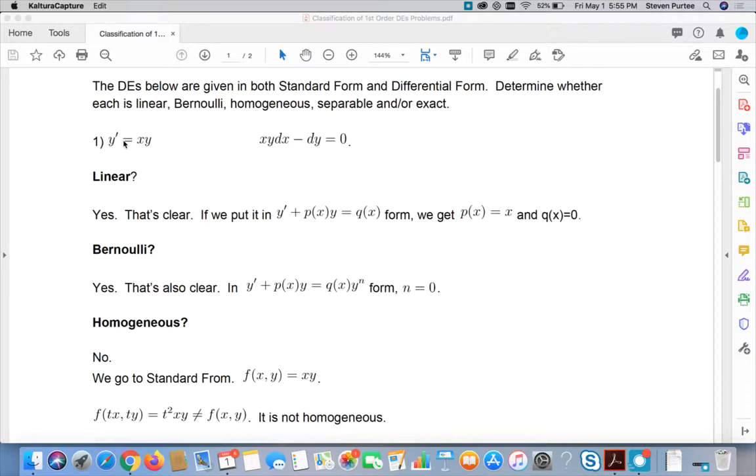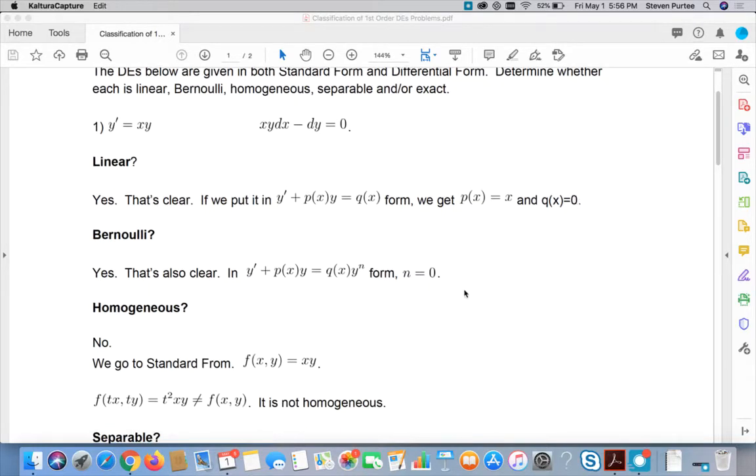So is this guy linear? Oh yeah, that's obvious. We've got a y prime to the first power and a y to the first power. Obviously linear. We're going to spend some time later with linear DEs. And for linear, we like to put them in this form. If we were to put this guy in this form, we get P of x is just x and Q is 0. You should check that yourself. Make sure you believe that.